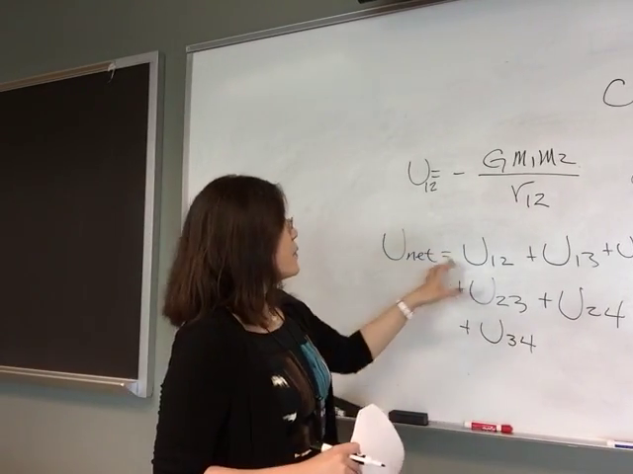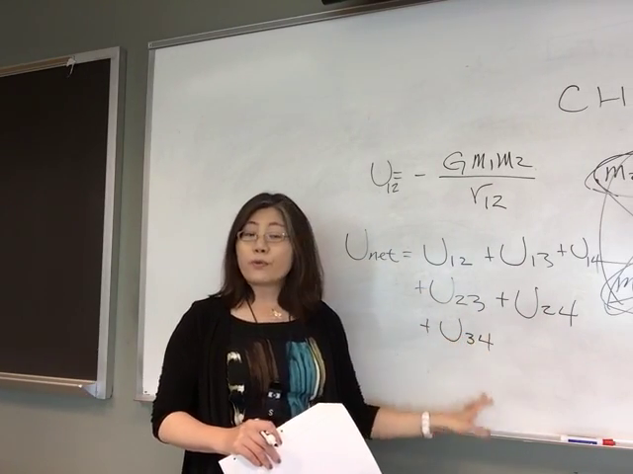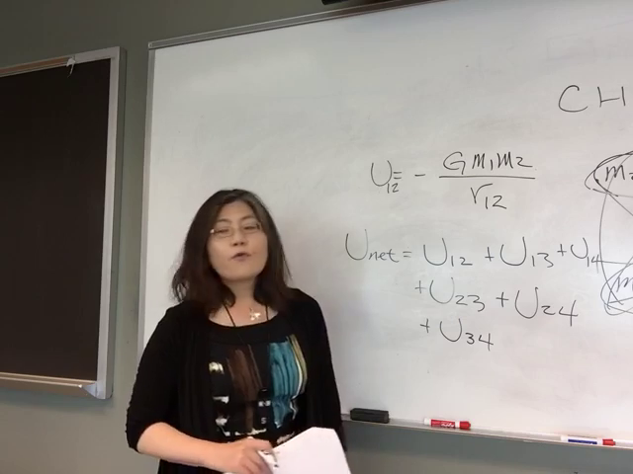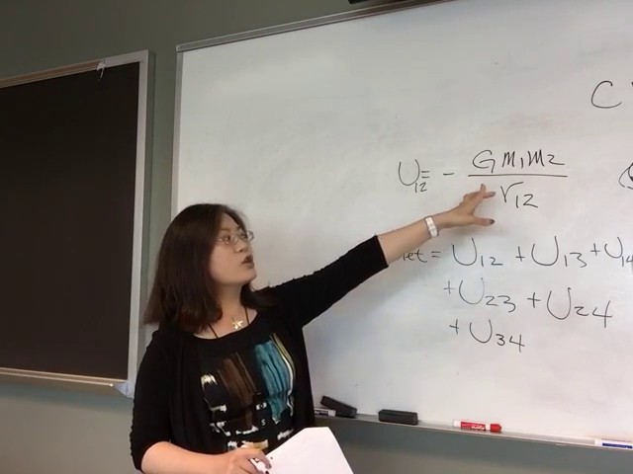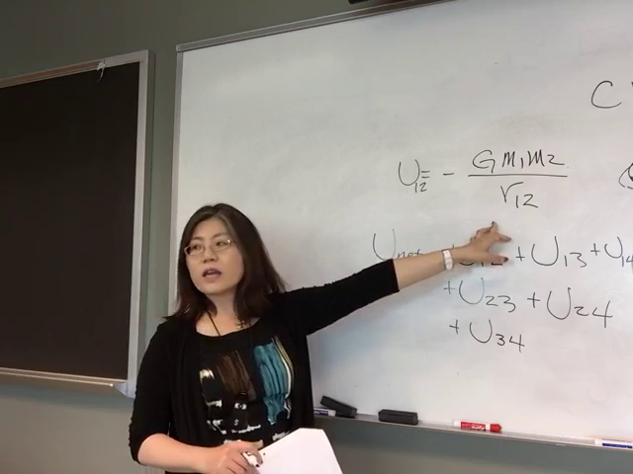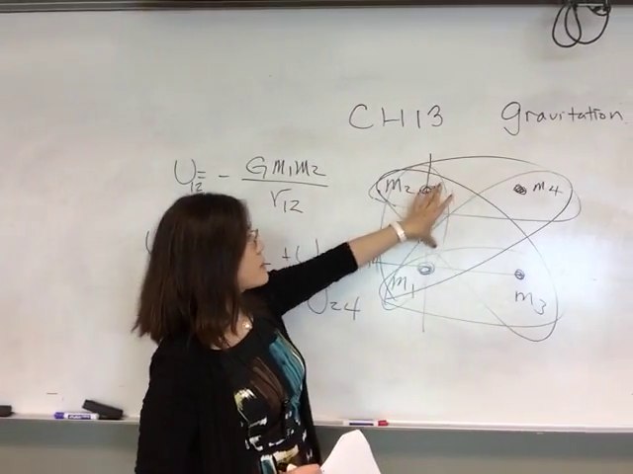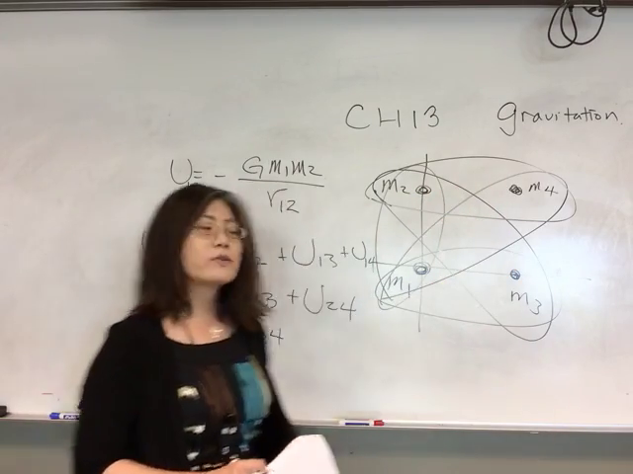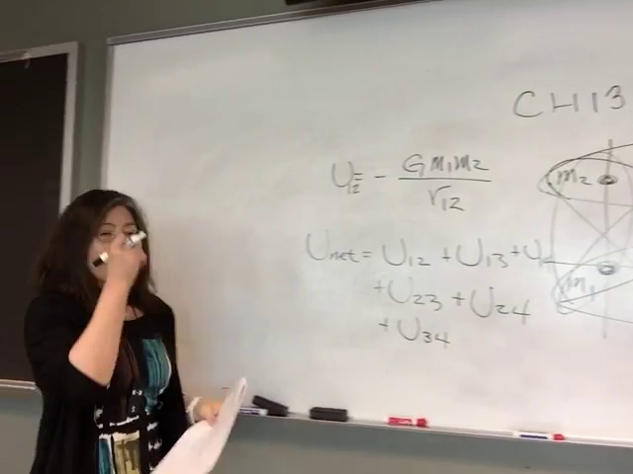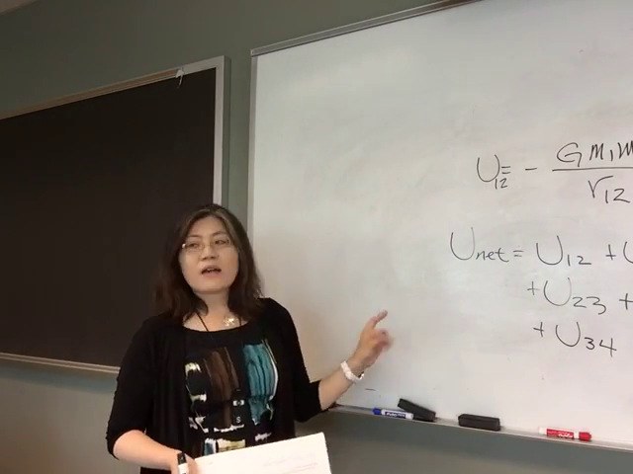Okay? So we have 1, 2, 1, 3, 1, 4, 2, 3, 2, 4, and then 3, 4. So this is a 4-particle system. And within this expression, you will use negative G, M1, M2, and then you have the separation between them. So you have all this size, and you might have the diagonal length as well to go into the calculation. Okay? So when you have 4 particles, you have 6 terms.